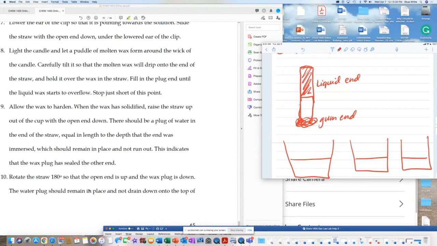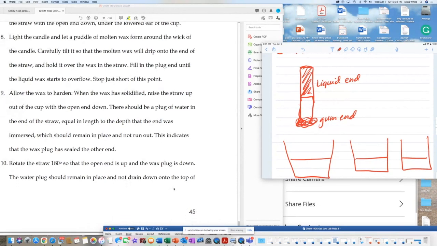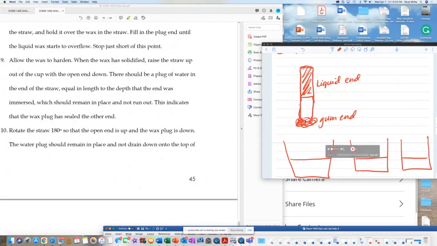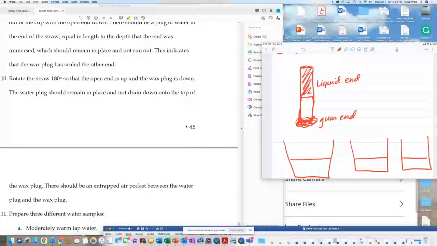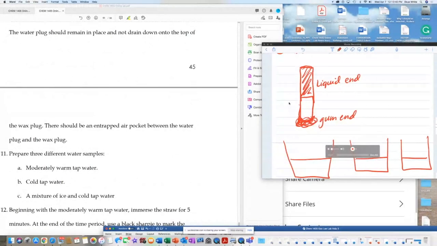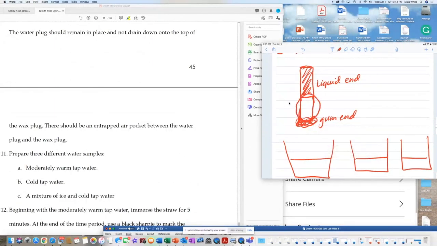The water plug should remain in place and not drain on top. Oh yeah, we checked to make sure that seal was tight, right? We want this seal here to be tight. So the reason why we flip it over is we want our gas to be fully immersed in water. That's why I told you guys earlier, make sure this pocket is not too long.